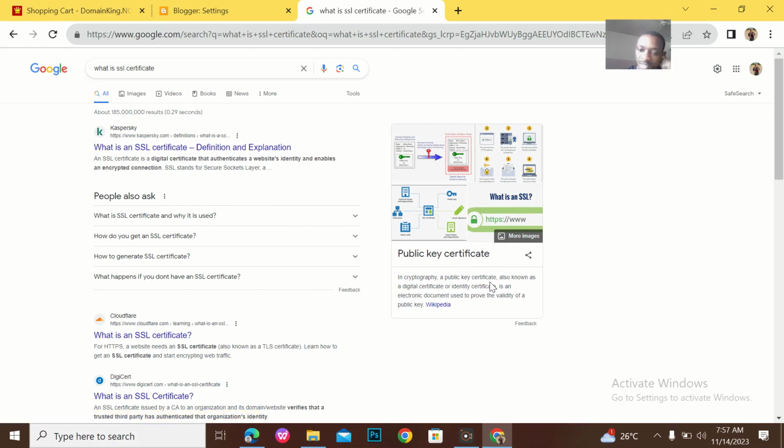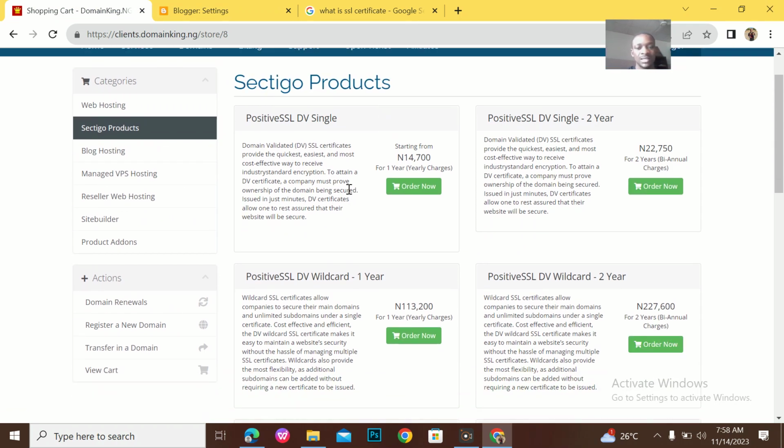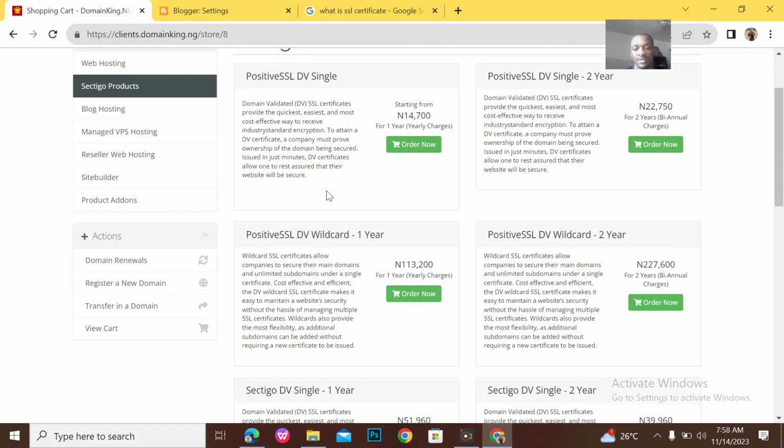It is a public key certificate, also known as a digital certificate. It is an electronic document to prove the validity of your website. So Sectigo products are basically for big companies that need to validate some kind of stuff.